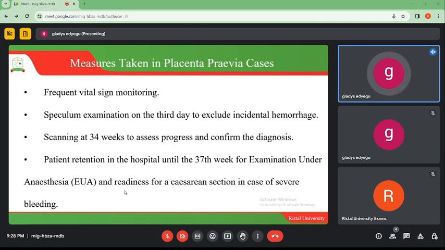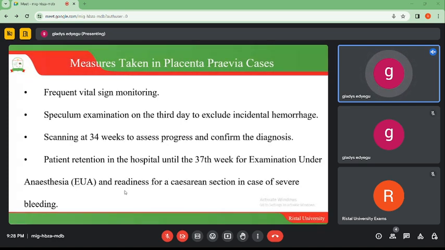We said there should be frequent vital sign monitoring, and when you monitor these vital signs, you shall be able to identify deteriorating blood pressures and also accelerating pulse, so that we can manage this mother to prevent her from getting into shock. Then speculum examination on the third day to exclude incidental hemorrhage. If you've admitted this mother and she's not bleeding, on the third day, on admission, when she's within the hospital, you should not do digital vaginal exam, but you should do speculum examination to view whether the cervix is open and she's bleeding, so that you can intervene.